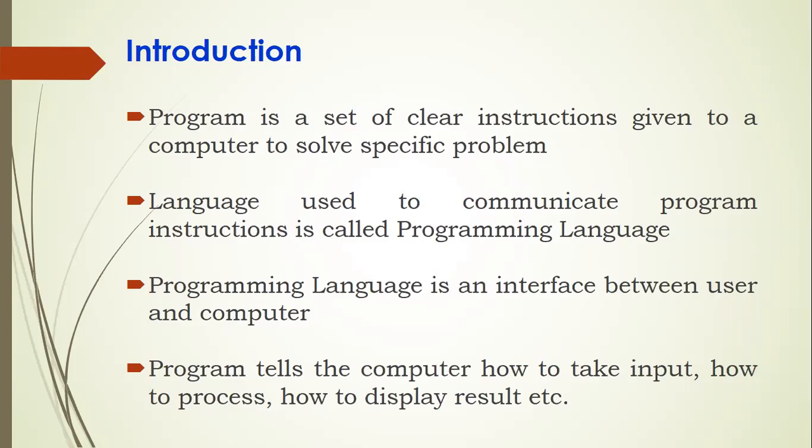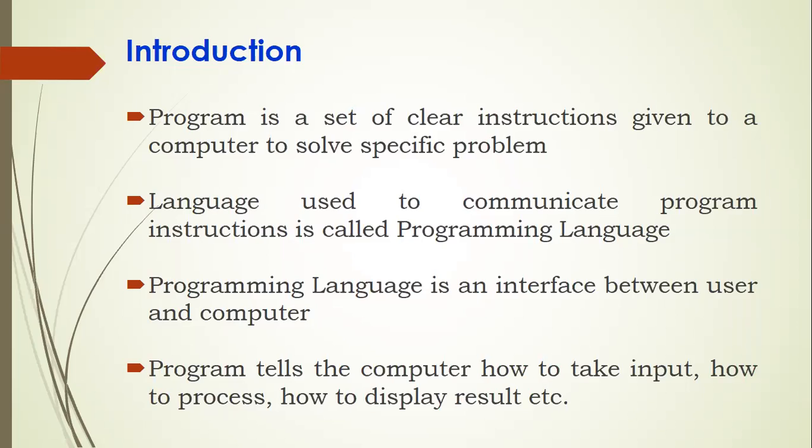If two human beings want to communicate with each other, then they must use a language which both can understand. The language which is used to communicate between two human beings, we call a communicative language. Similar to this, if a human being wants to communicate with a computer, then he should use a language which a computer can understand.